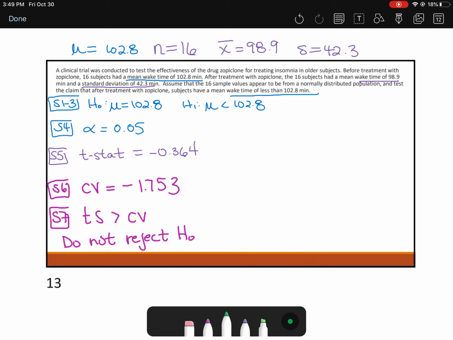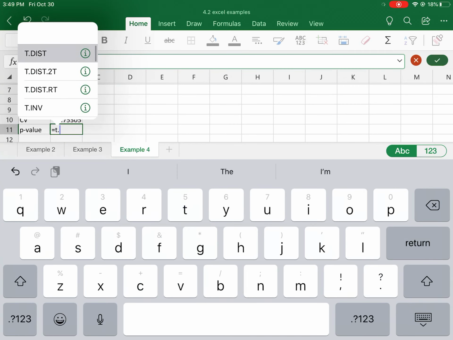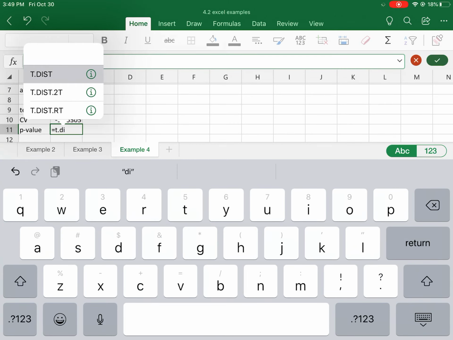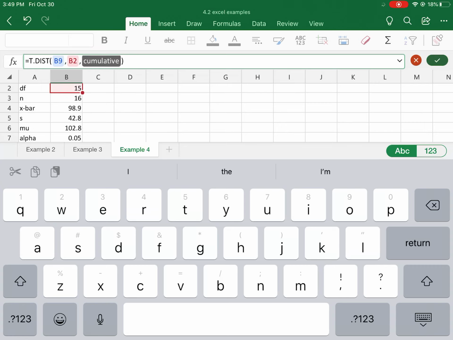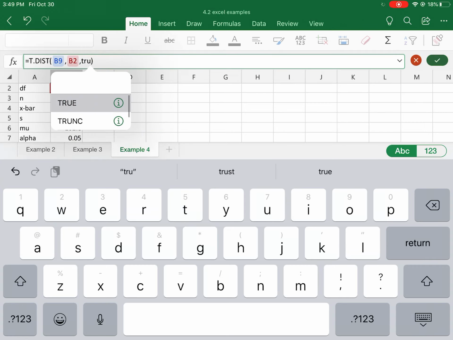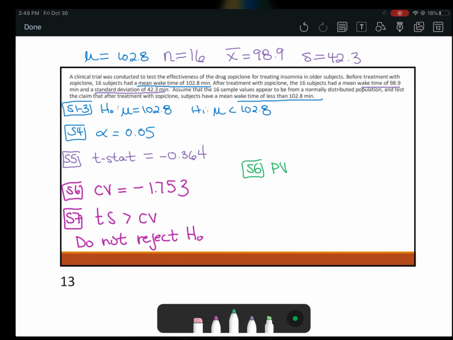Let's go ahead and check it with the p-value. So let's go over here. I'm just going to change colors. So step 6 again, but this time with my p-value. Okay, so again, it is a left. So I'm just doing the equation like normal. So equals T.DIST. Okay, I have my t-statistic, my degrees of freedom. And again, that's true. Okay, so I get 0.360.